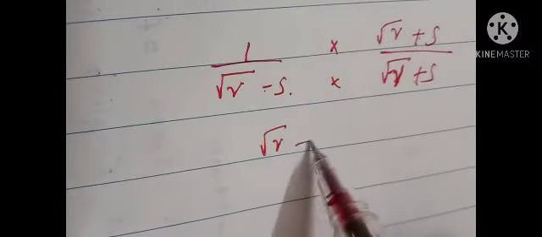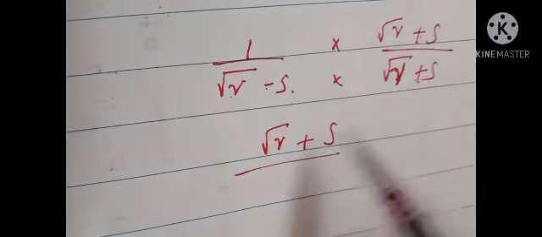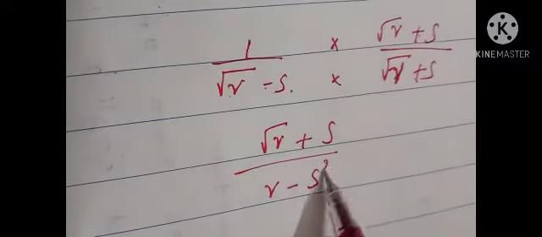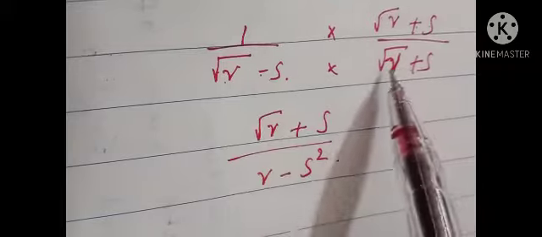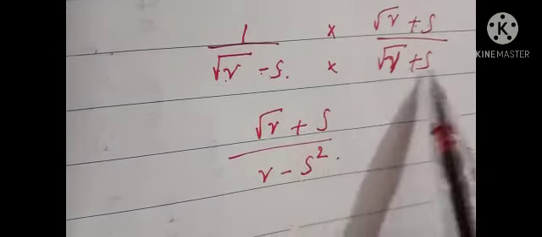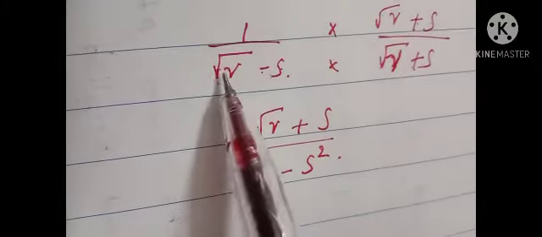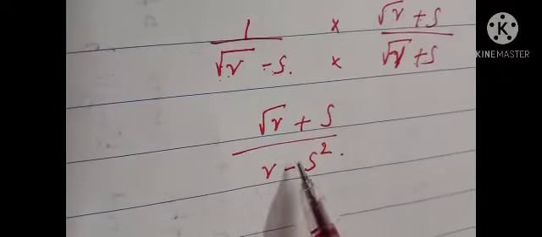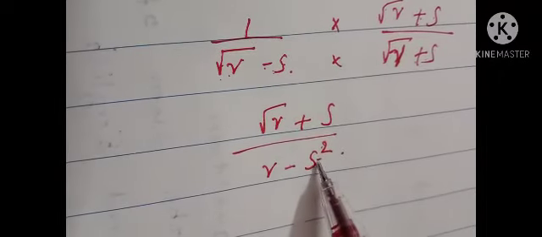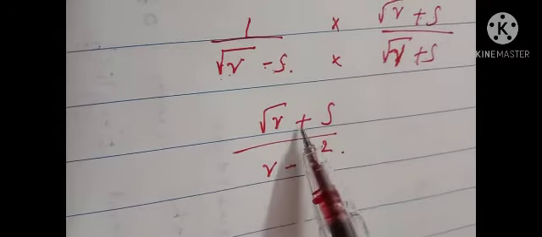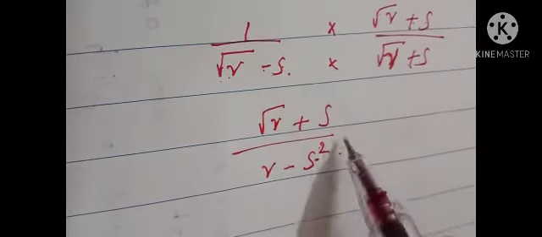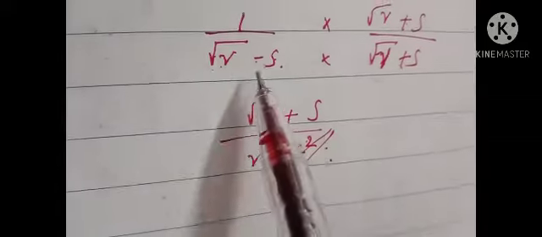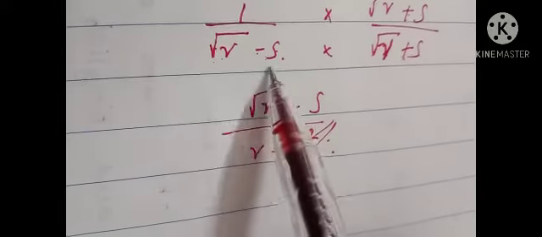Then we get the answer as root r plus s over root r minus s into root r plus s. That will be r minus s squared. A minus b into a plus b is a square minus b square. A square means root r squared, that will be r. S square means s squared. So a square minus b square. Now the denominator is a rational number. The numerator may be rational or irrational, it is not a problem. So this is the rationalization of the number with the denominator in the form root r minus s.